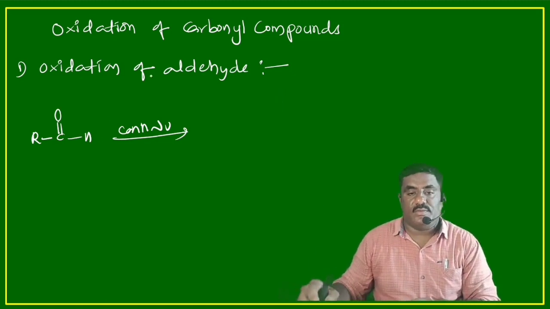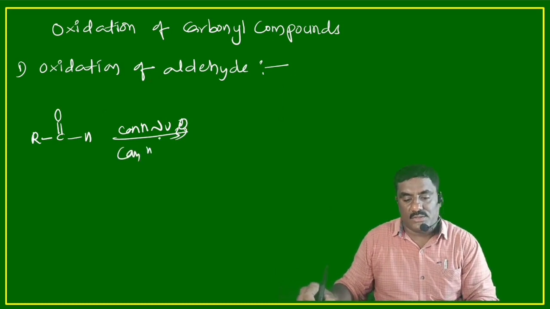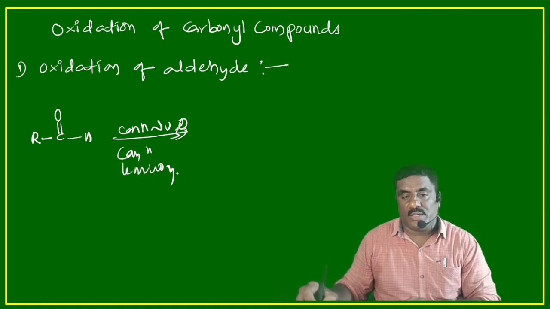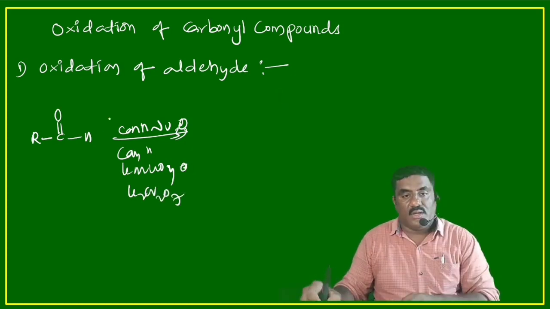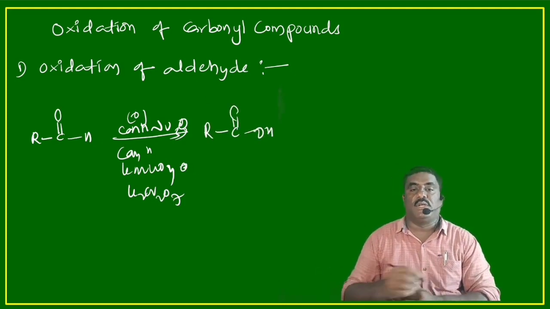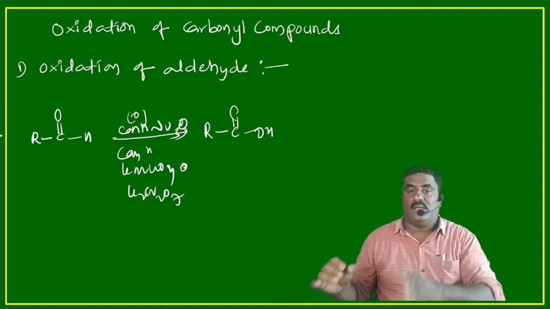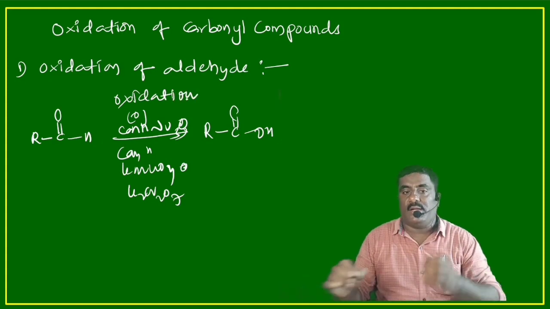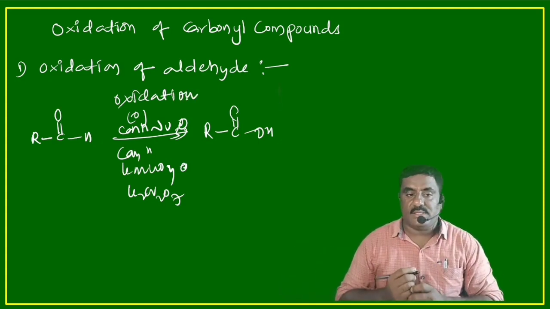Aldehyde in presence of concentrated HNO3 or potassium dichromate, K2Cr2O7, or potassium permanganate, strong oxidizing agents, gives carboxylic acid, RCOOH. Aldehyde oxidation gives carboxylic acid.